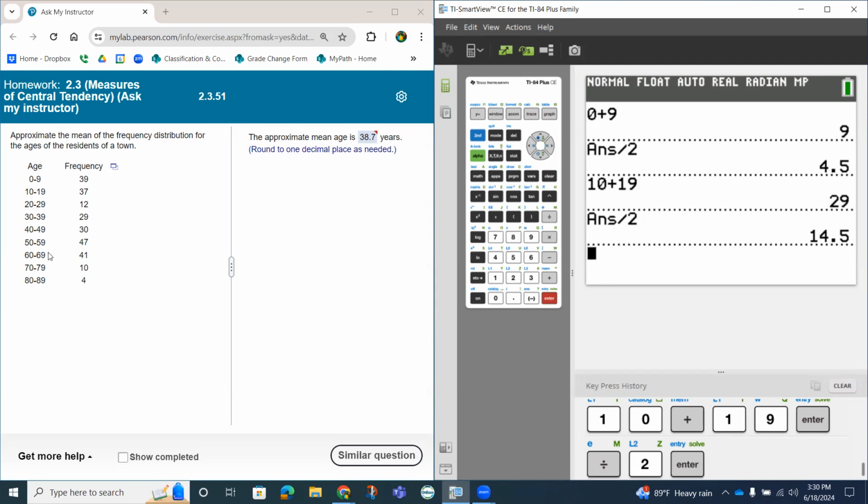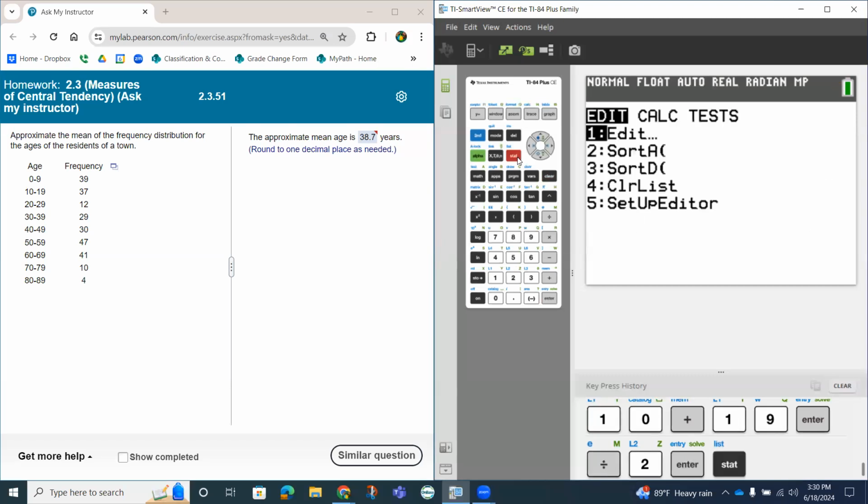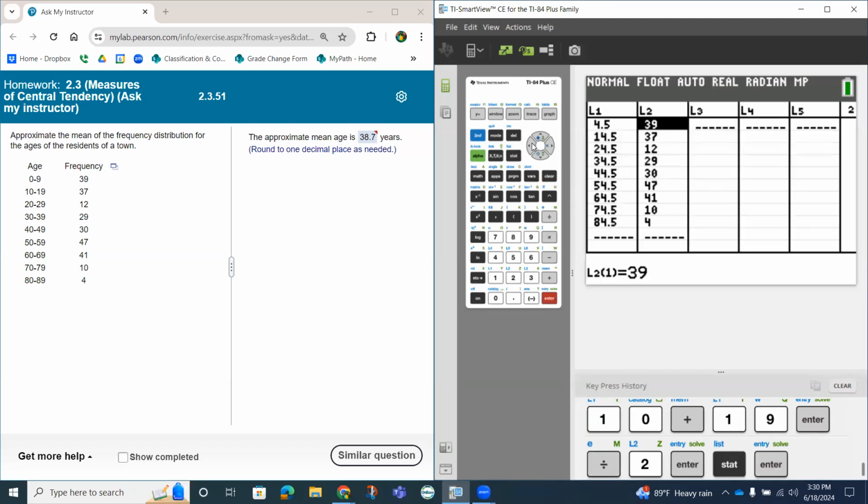Using the calculator, I can go to STAT, go to Edit, and enter that data in L1. So the 4.5, the 14.5, the 24.5. I'm going to enter that data in L1, list 1, if you will. Now the frequencies can be placed in L2. So I put the frequencies in L2, and I have that going on for me.